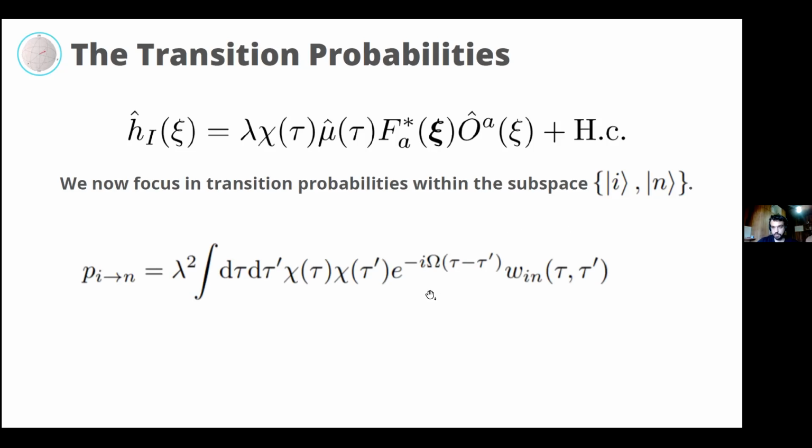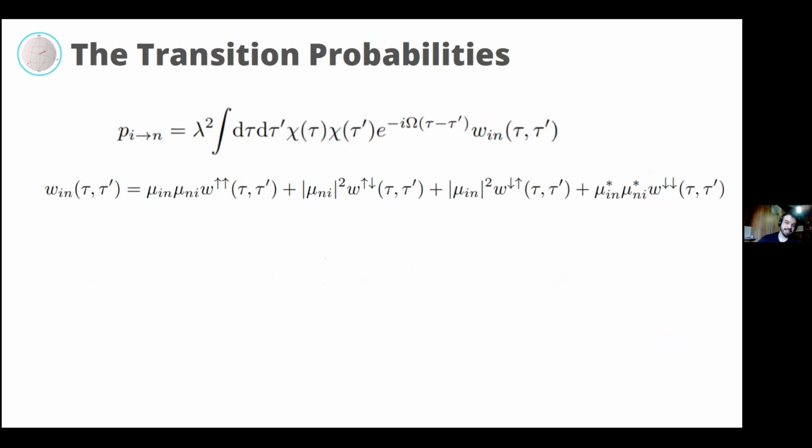Now, this is very similar to what we have in the standard UDW detector, right? This omega here is just the energy gap between the state n and i. But now you must be wondering, what on earth is W in? Well, this W in of delta prime is actually not a very pleasant guy to work with, but it's possible to. So let's take a look at it. It's given by this combination of four integrals of two-point functions.